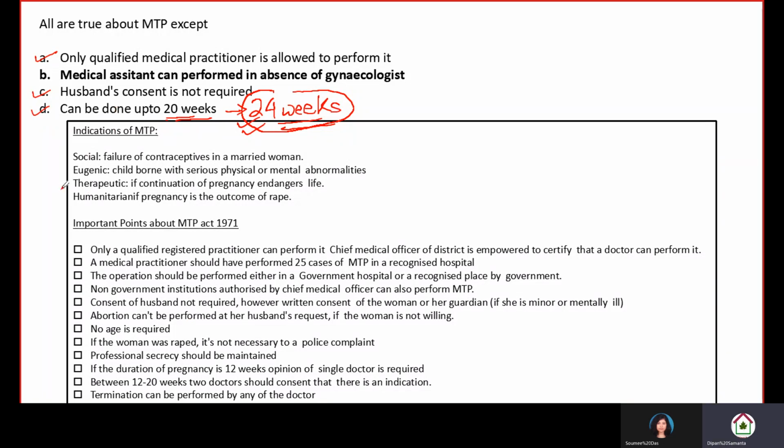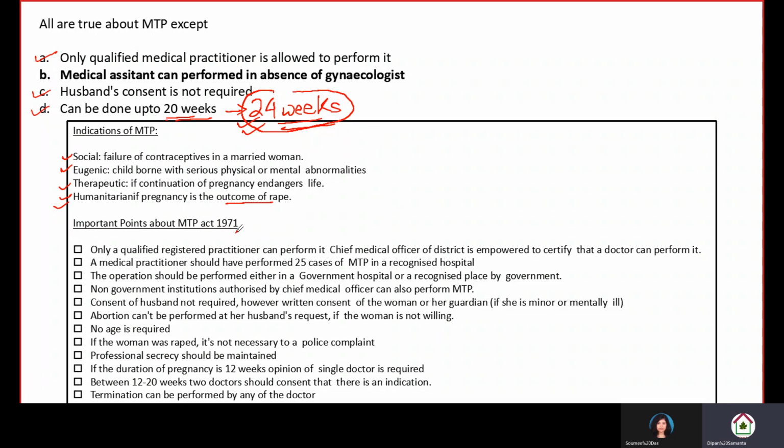Okay, so the indications of MTP: failure of contraceptives in a married woman can go for MTP. If the child is born with serious physical and mental abnormalities, the mother can go for MTP. If continuation of pregnancy endangers life in any way, she can avail MTP. And if the pregnancy is the outcome of a rape, obviously the mother can go for MTP, but otherwise abortion is not preferred.